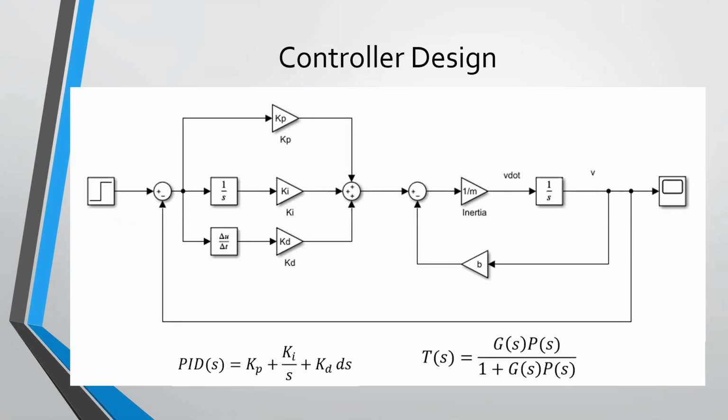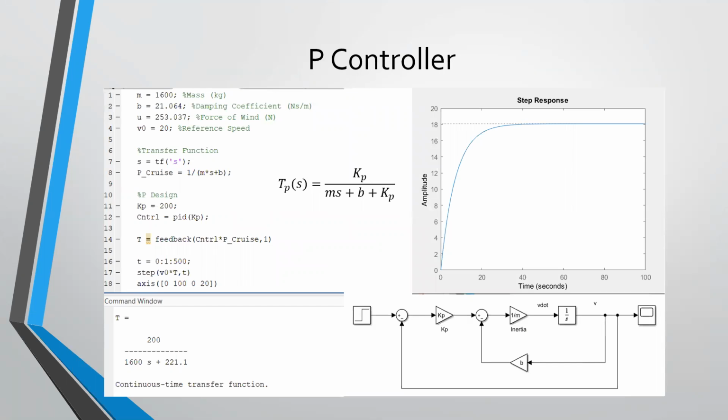There are 3 controller types we'll be experimenting with: proportional, integral, and differential. Our velocity controller will be a closed loop unity feedback design. In this design, the feedback function T of S is equal to GC of S over 1 plus GC of S. We tested the system with the proportional gains from 1 to 500. This controller achieved a very smooth transition from activation to steady state with no overshoot. However, in none of the gains tested did the vehicle return back to the reference speed of 20 meters per second. It always hovered around 18.